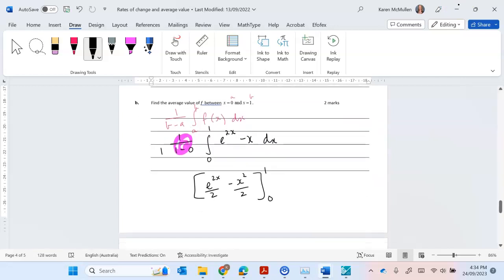All right, so substituting 1 in first, so we're going to have e to the power of 2 over 2, minus 1 squared is 1, so minus 1/2.